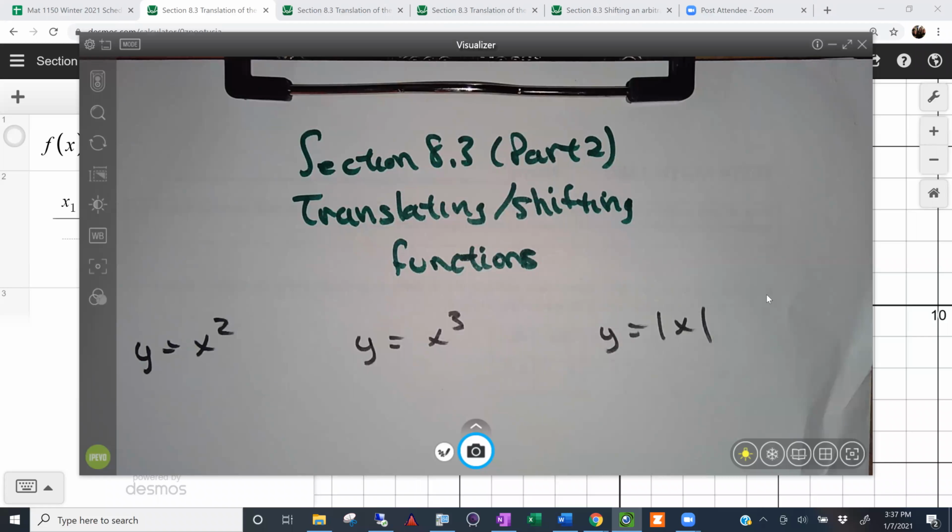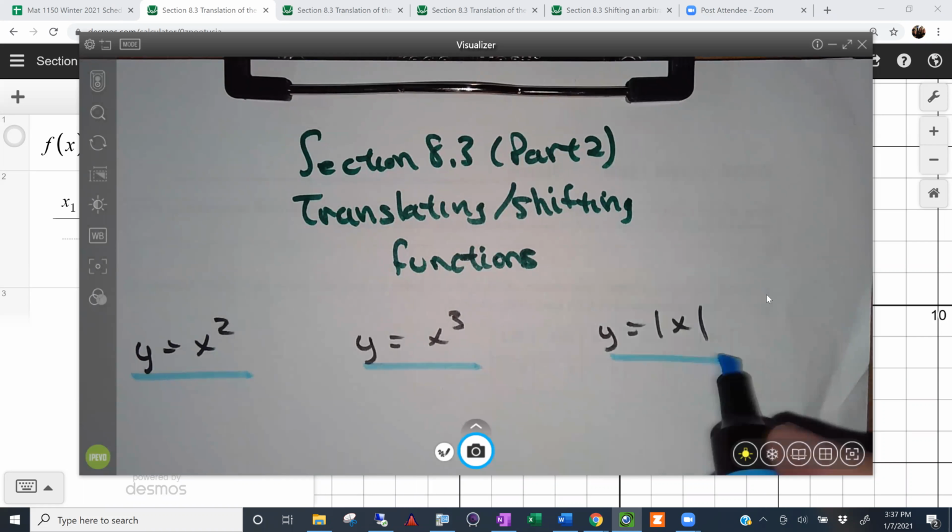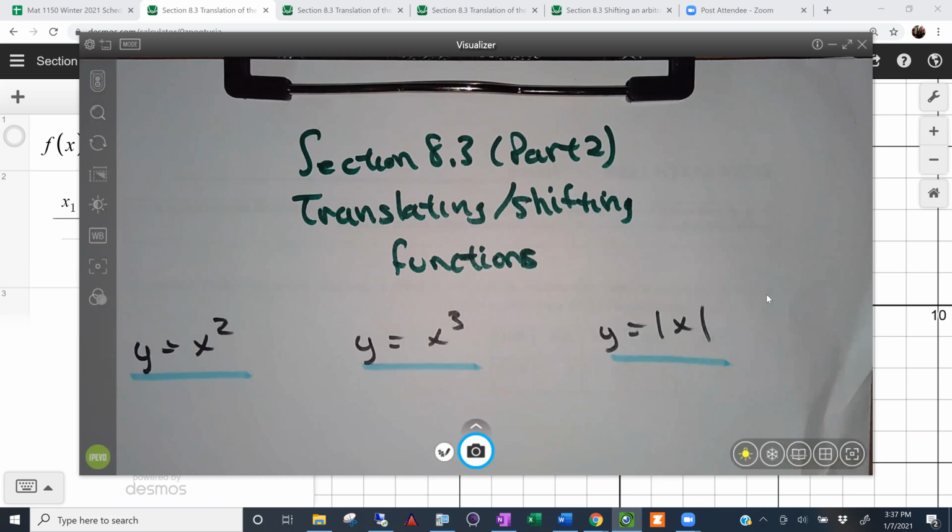Welcome to section 8.3, part 2, translating and shifting functions. We're going to work on a few graphs of hopefully some familiar or soon to be familiar functions, these three, and look at what happens when we shift them, what happens to their graphs, and how we can control it and predict it. So let's get started with getting acquainted with some of the familiar shapes of these graphs.